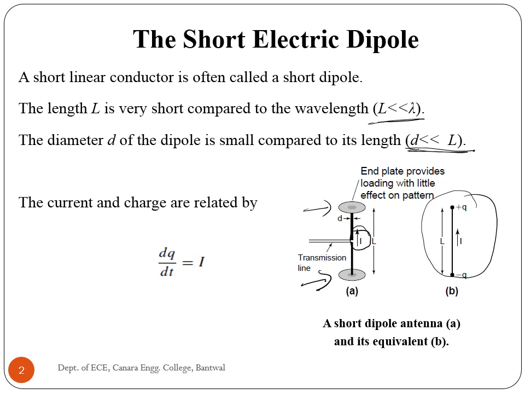Here it consists of a thin conductor of length L with a uniform current I and point charges Q at the ends. The current and charge are related by dq/dt = I.